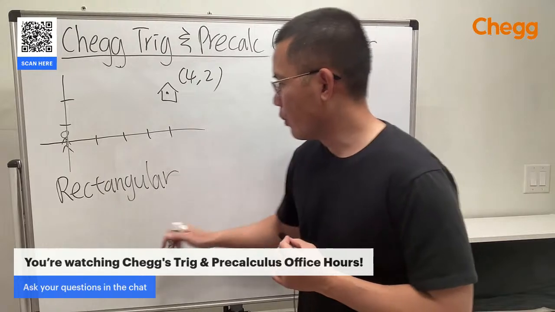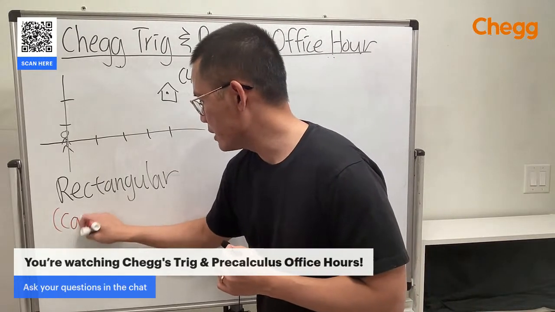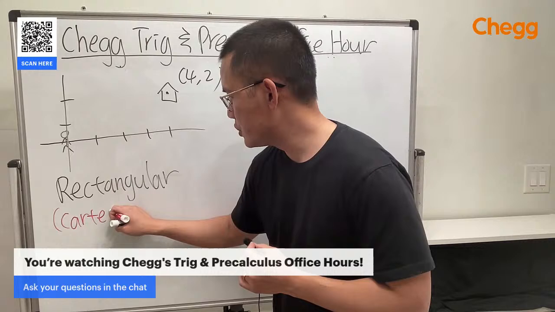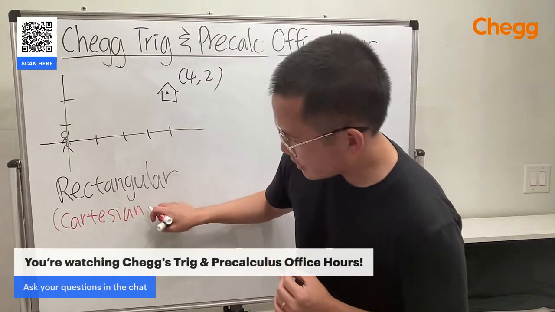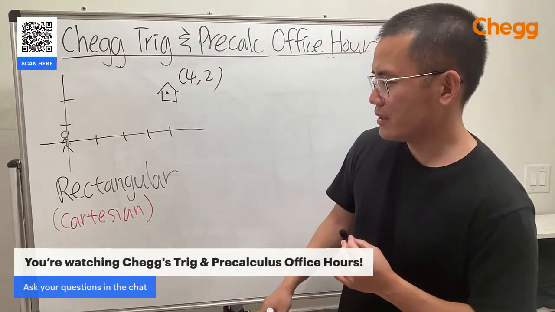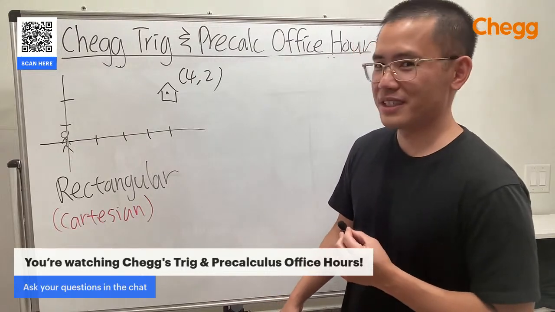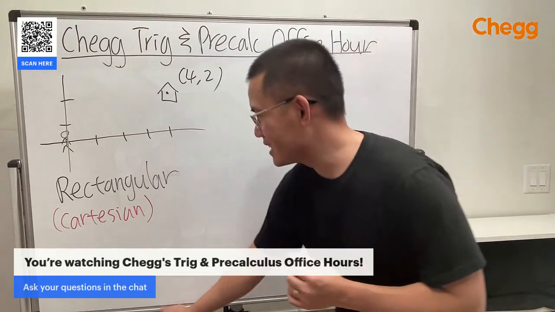Rectangular. Or it's also called the Cartesian. I think I spelled it wrong, sorry. Most likely I spelled it wrong. So let me just keep it as rectangular.